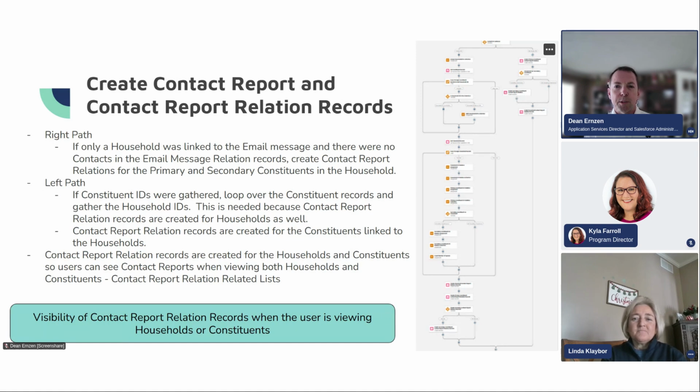Ultimately, the contact report's linked to at least one household and the members of that household through contact report relations. So the right-hand path in the screenshot shows a simple case where we have one household associated with the email, so we just link the members of the household and we're done. The left-hand side, in the event somebody sends the email to a number of different people or CCs them, then we've got to sort through and get all the right households pulled together, all the right household members. So it adds a little bit of complexity to the flow.